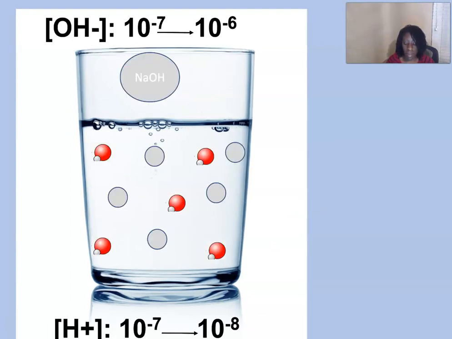What about if I add a base to water or some aqueous solution? So again, I've got a glass of water, adding sodium hydroxide, which is a base. Now, let's say we add this base and that increases my hydroxide concentration. We go from a hydroxide concentration of 10 to the -7th up to 10 to the -6, okay? That means my hydrogen concentration is going to decrease from 10 to the -7th down to 10 to the -8th. Remember, -6 plus -8 gives -14.